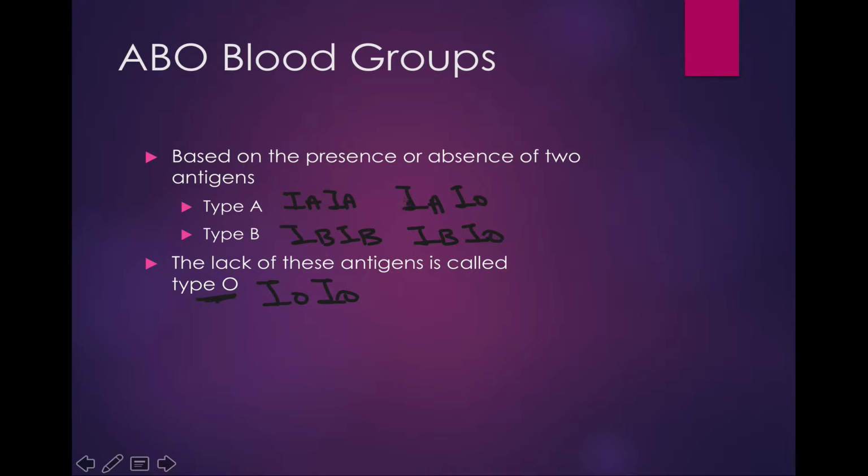When we talk about antigens in this context, we're talking about self-antigens. A self-antigen is something that your body recognizes as being itself. An antigen on its own would be a pathogen, something that your body recognizes as being foreign. But in blood grouping, we talk about self-antigens.